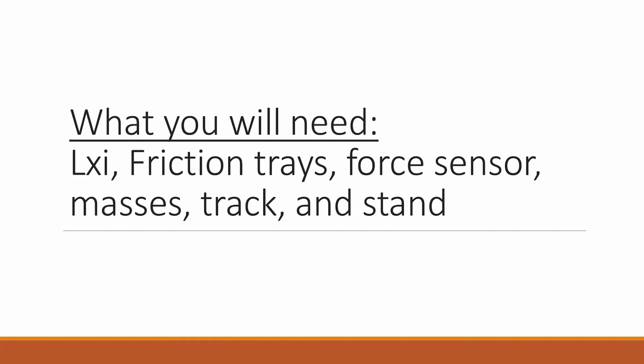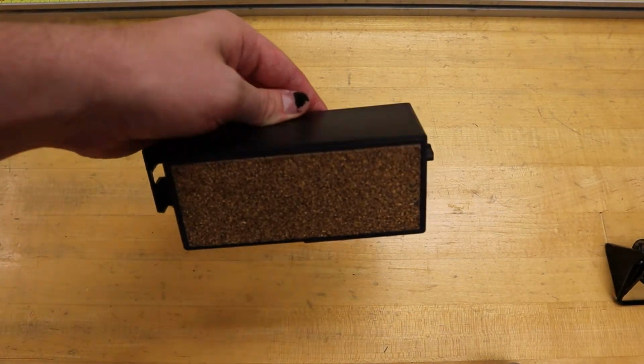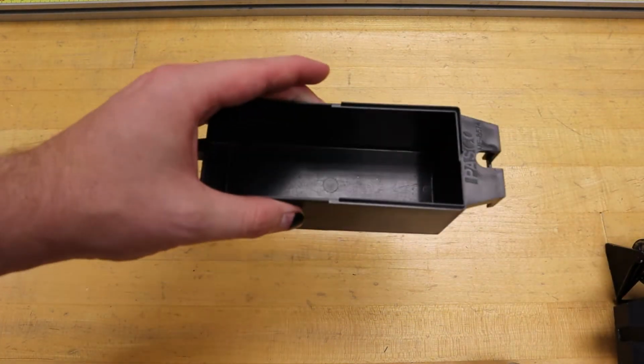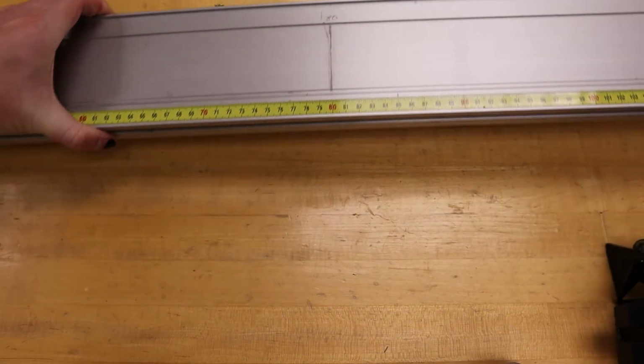Here is what you will need: the LXI Data Logger, a set of masses, a cork bottom tray, a felt bottom tray, a force sensor, a 1 meter stick, a track, as well as the stand.